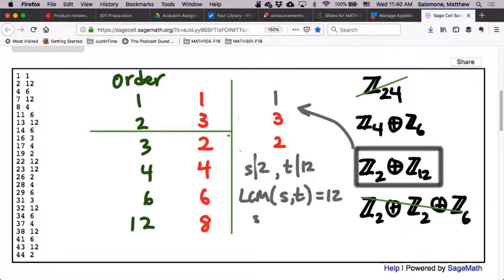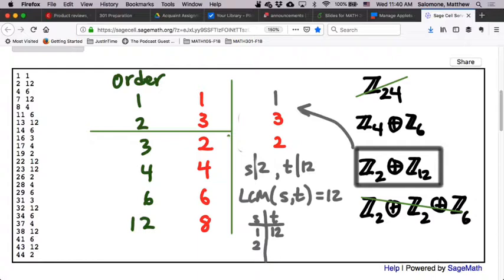3. But I don't have a 3. So S can't be 3 because it's got to be a divisor of 2. So S can be 1 or S can be 2. Right? That's really the only divisors of 2 that we have to work with. But if S is 1 and the least common multiple is 12, what does that make T? If S is 2, then, except that the least common multiple of 2 and 6 is not 12.